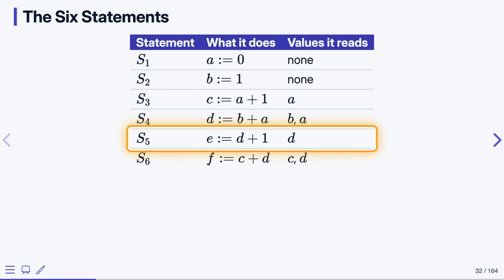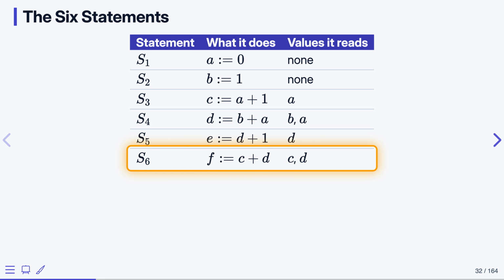Statement 5 sets E to D plus 1, so it reads D. And statement 6 sets F to C plus D, so it reads C and D. Notice that no two statements write the same variable, so the only thing that fixes the order is reading. A statement must wait for whatever produces the values it reads.